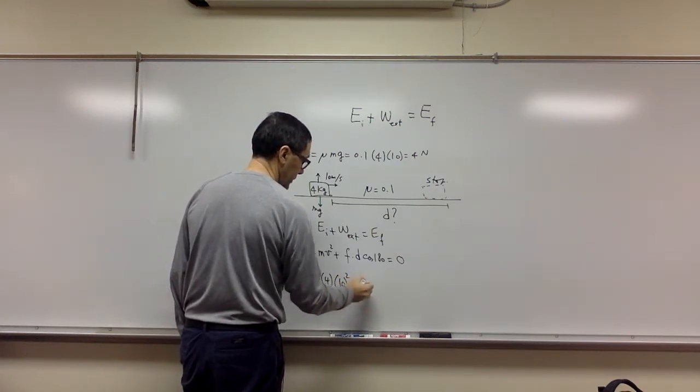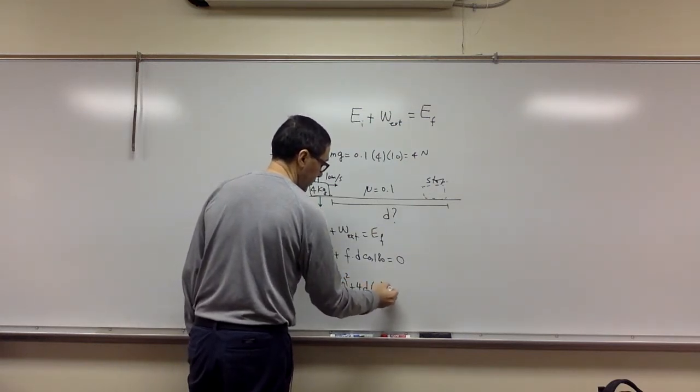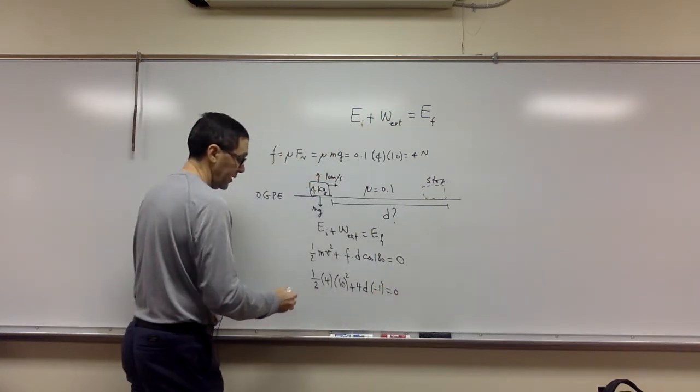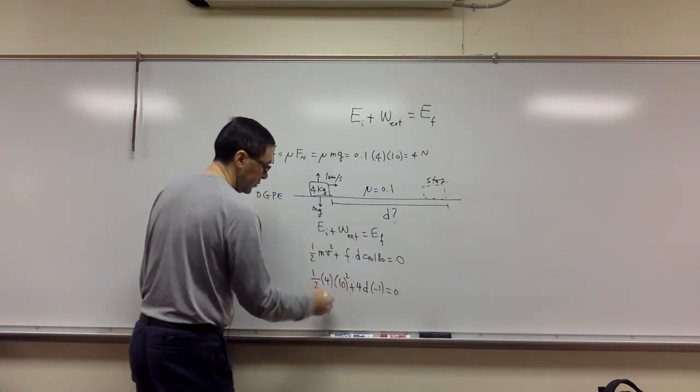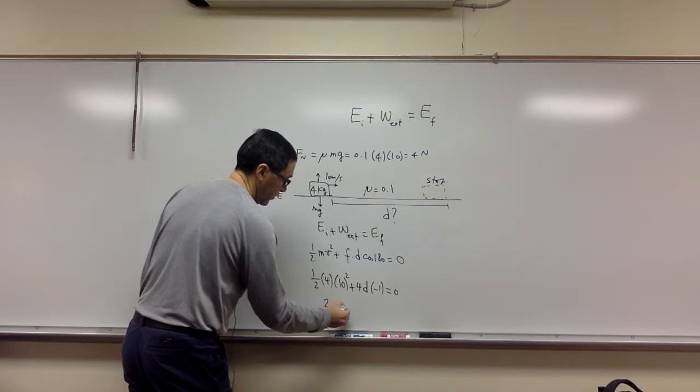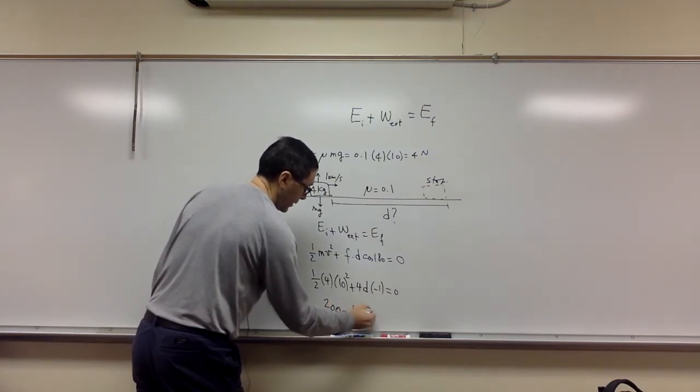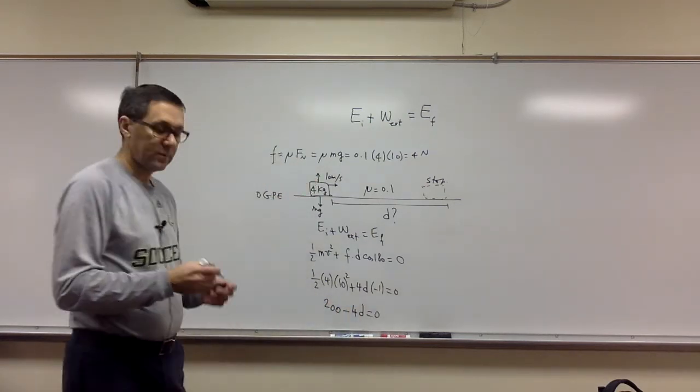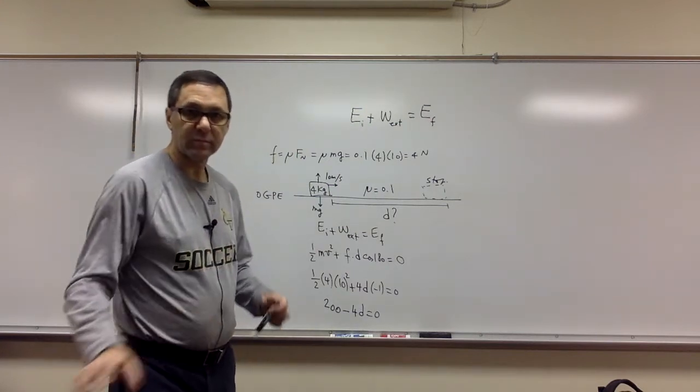Plus 4 times d times -1 from the cosine of 180 equals 0. And we'll just solve this. So that's 100 times 2, that's 200 minus 4d equals 0. And you get d equals 50 meters.